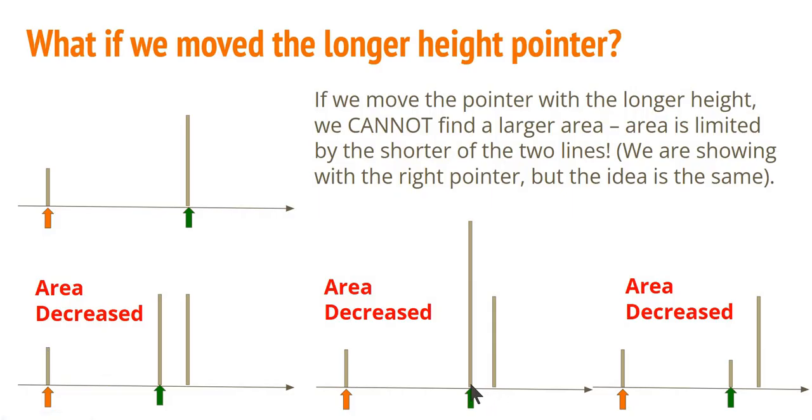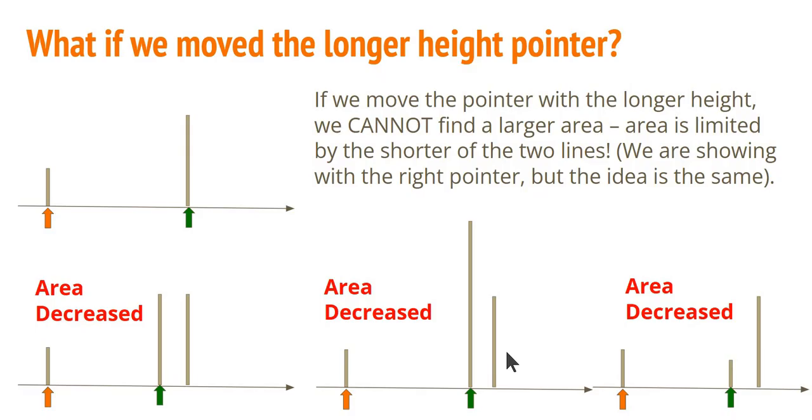Even if the line were to become longer, the area will only decrease because the area is dominated by the shorter of the two, the smaller one. So the area decreases here. Obviously, in this case, the area will decrease even further, because now the area is dominated not by this, but by the shorter of the two, which is this. So the area will decrease even further.